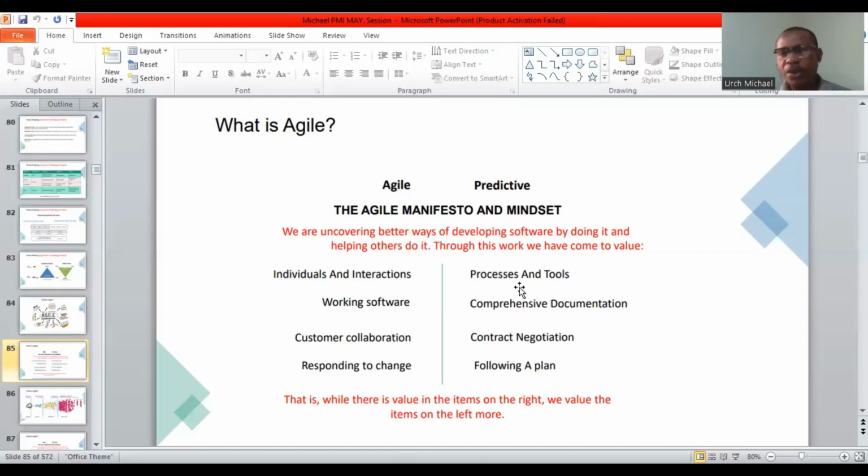But considering the process, you have to go through all these processes. They feel no, it's better to respond to changes than following a plan. Okay, so we're going to look at that later on. So that is why, although there is value in the items on the right, that's on the predictive, we value the items on the left more. So that is what this simply means.